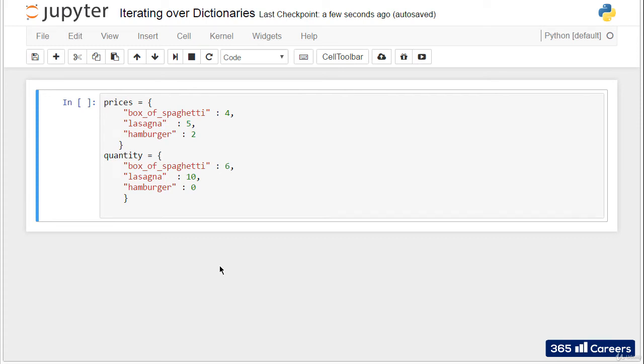Let's look at something a bit more challenging, iterating over a dictionary. We have a couple of examples here. The prices of a box of spaghetti, of a portion of lasagna, and of a hamburger are stored in a dictionary called prices. Jan went to the supermarket and bought 6 boxes of spaghetti, 10 pieces of lasagna, and no hamburgers. This data was stored in a dictionary named quantity. Our problem is, how much did Jan spend in the supermarket?